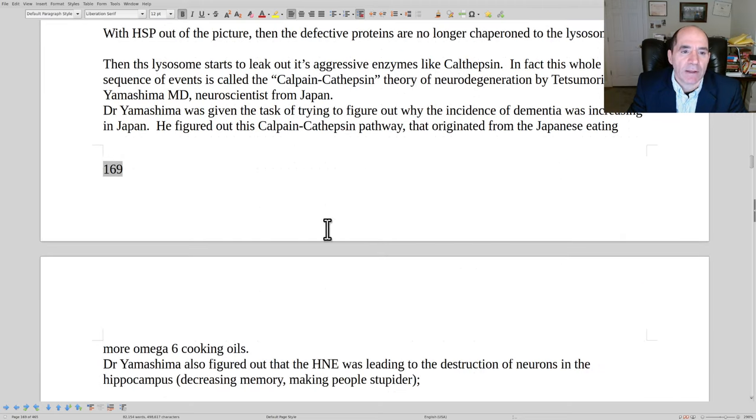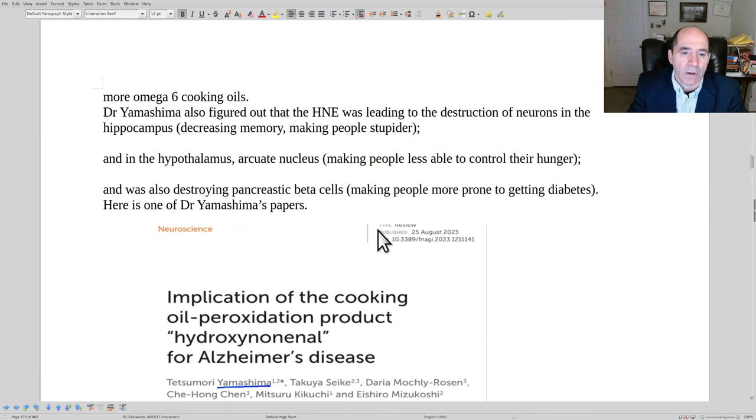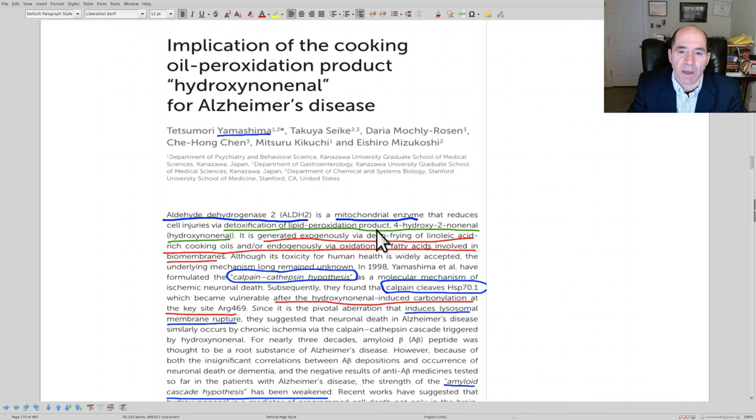All right, so that's how you spell his name: Tetsumori Yamashima. And here's one of his papers, if you want to read one. He wrote a book, too, about cooking oils, but here's one of his papers you can read pretty quick. Implications of cooking oil peroxidation, lipid peroxidation product hydroxynonenal, for Alzheimer's disease.